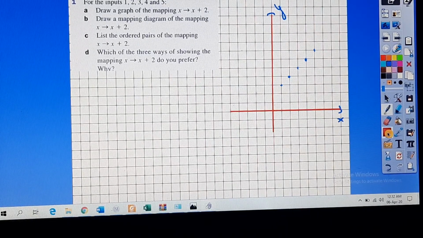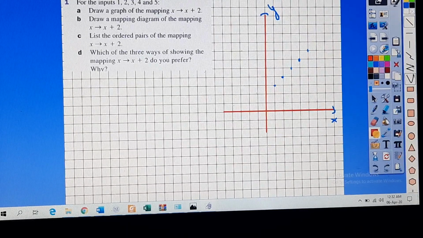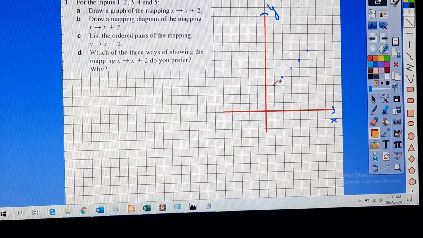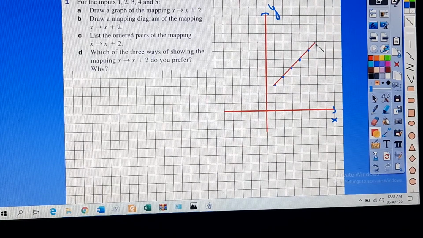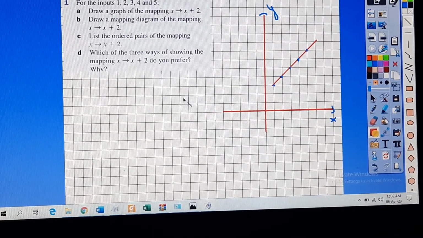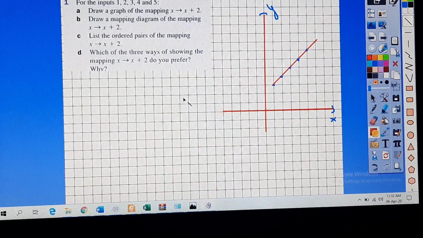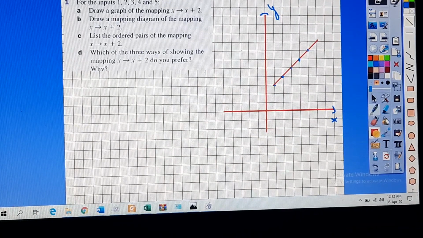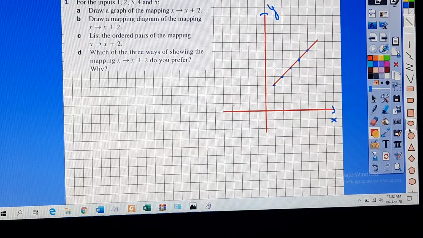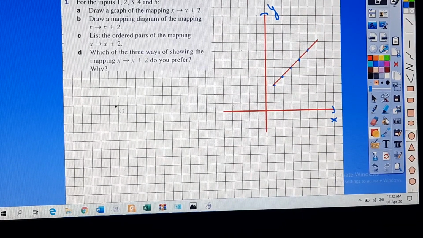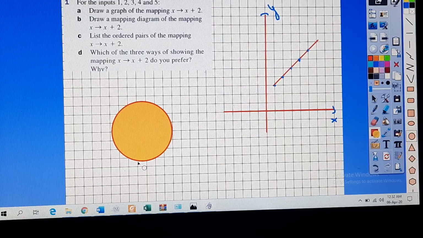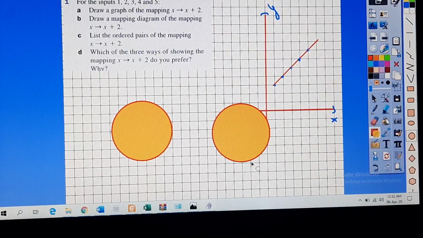If we join these points, we'll get the line that we are looking for. So the question is, draw the graph, the first one. The second, part B, is draw the mapping diagram. What was a mapping diagram? It was this one.